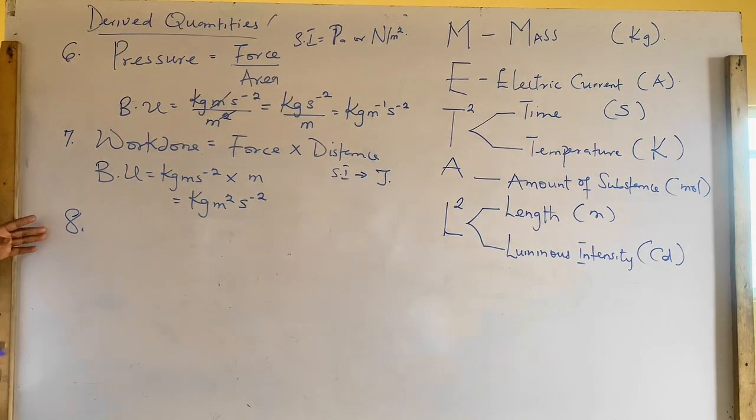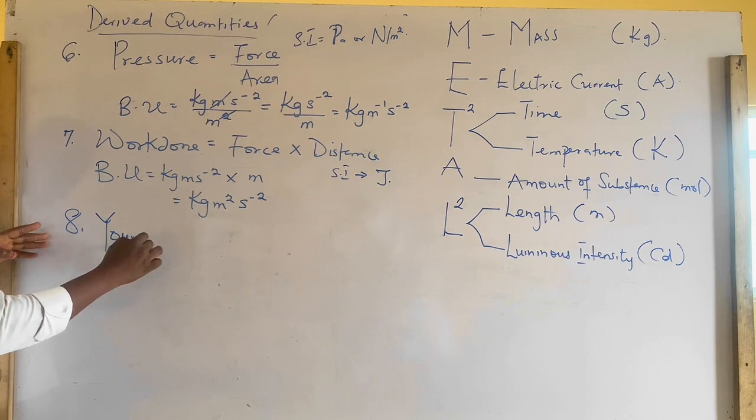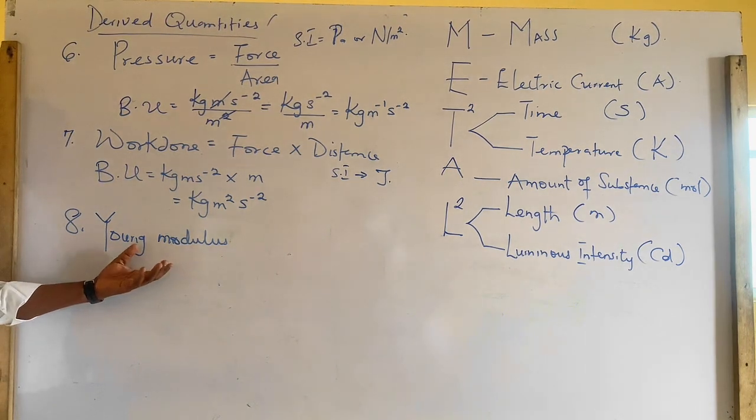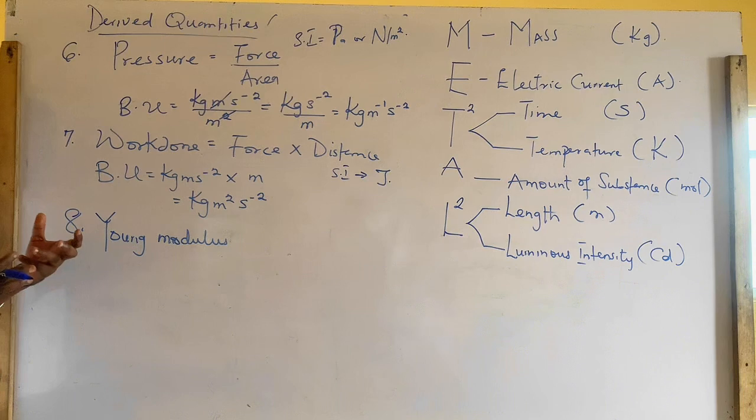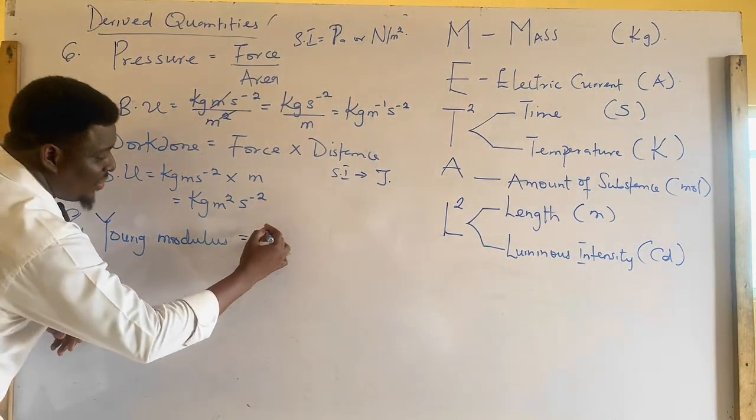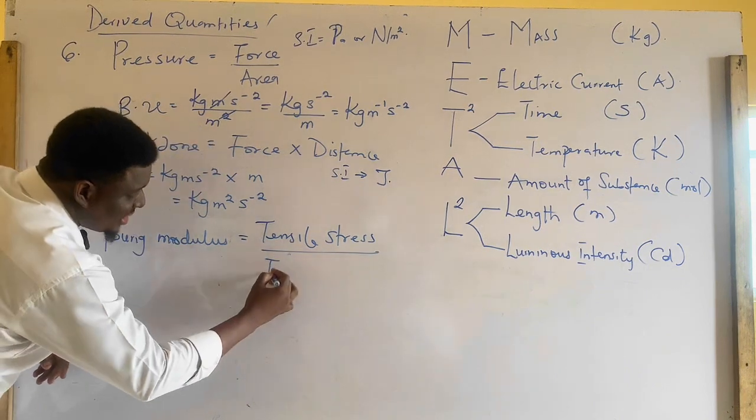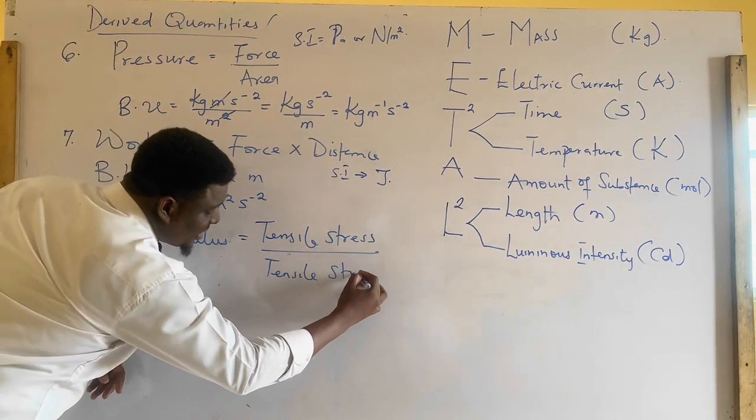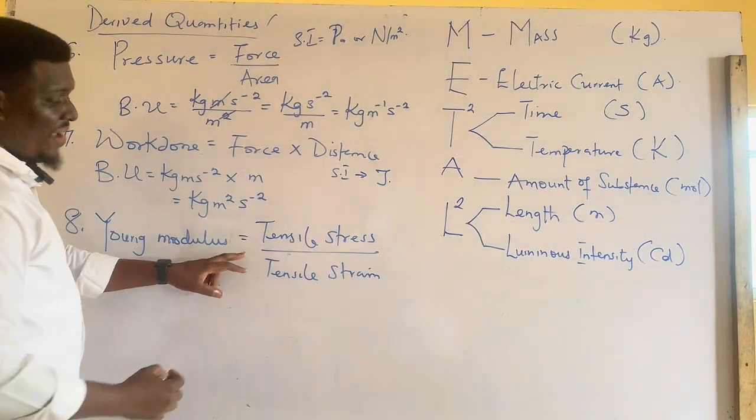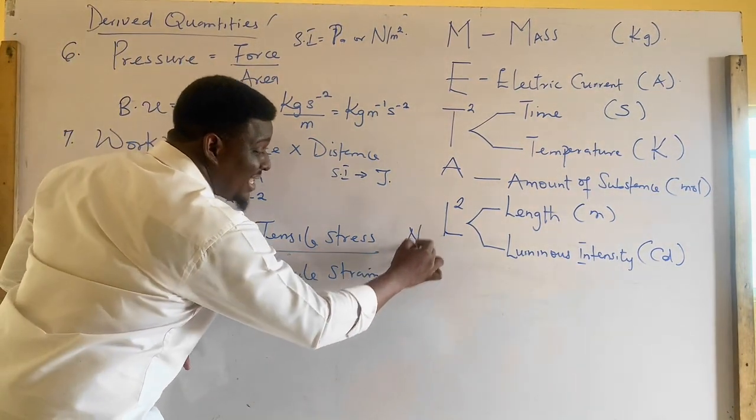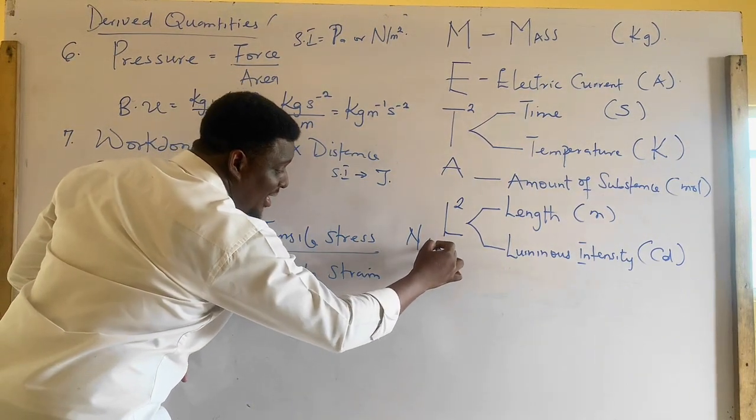Now, let me do the last one. Young modulus. Young modulus is actually the resistance of a material to be bent or to undergo deformation. The resistance of a material to resist deformation. So we have it as tensile stress over tensile strain. Now, what is the SI unit for Young modulus? You can take the SI unit for Young modulus as Pascal or newtons per meter square.